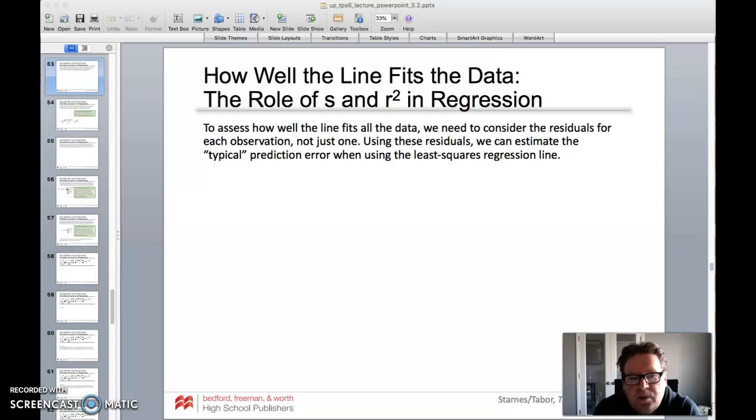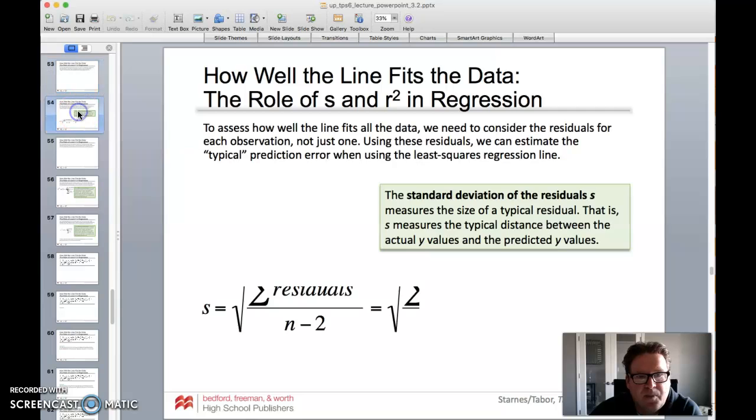Today what we want to do is talk about how well the line fits the data. We're going to talk about standard deviation and R-squared with this regression. Again, we're going to use those residuals. You can estimate the typical prediction error. As we can see, the least squares regression line is not perfect, but we can certainly see what kind of typical prediction errors we're going to run into.